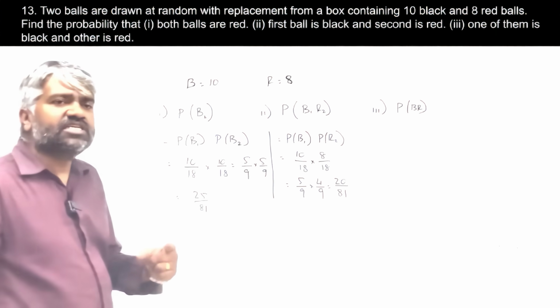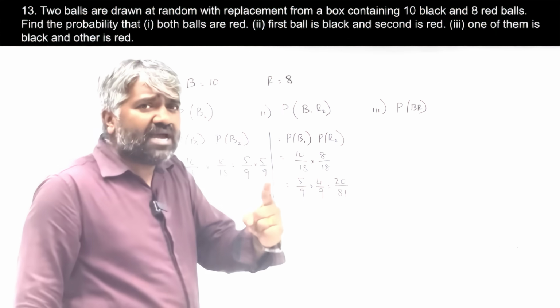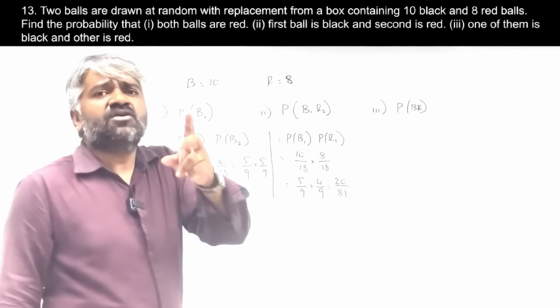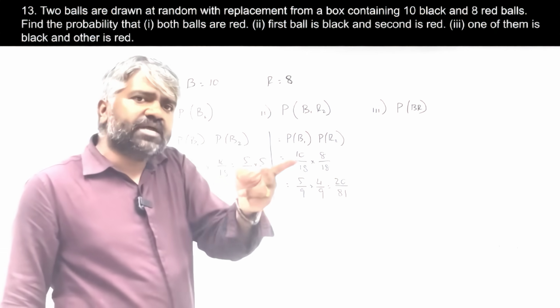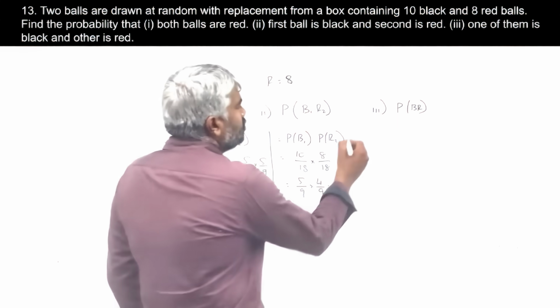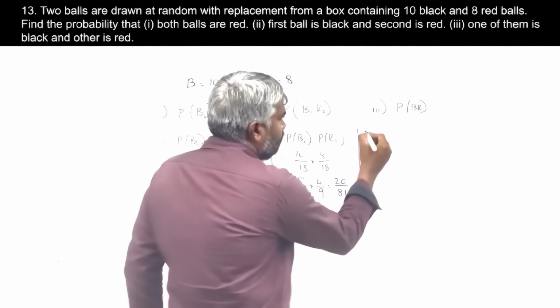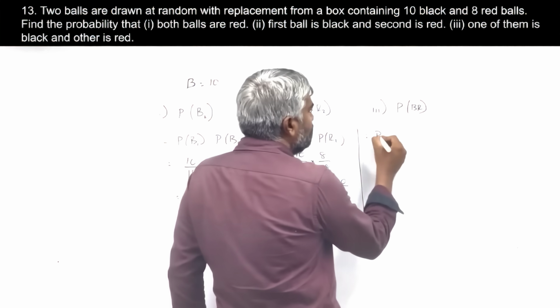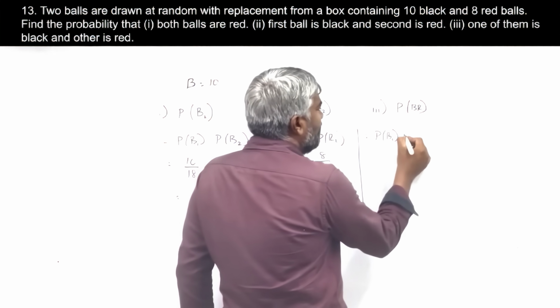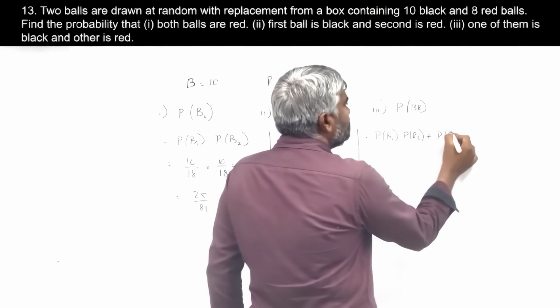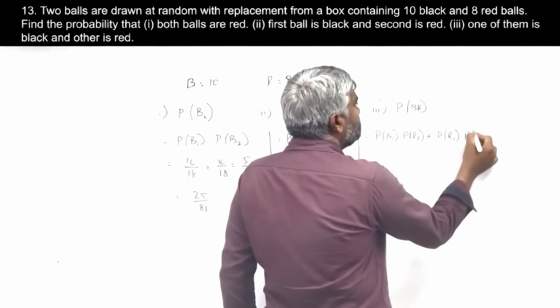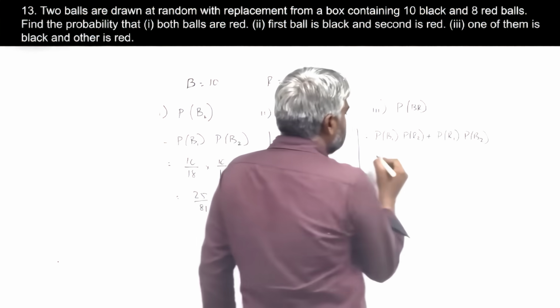Now the third subdivision: one of the balls has to be black and the other has to be red. That is, the first might be black and the second red, or the first can be red and the second black. So you have to find the output for these two cases and add both. That is, first is black, second is red, plus first is red and second is black.